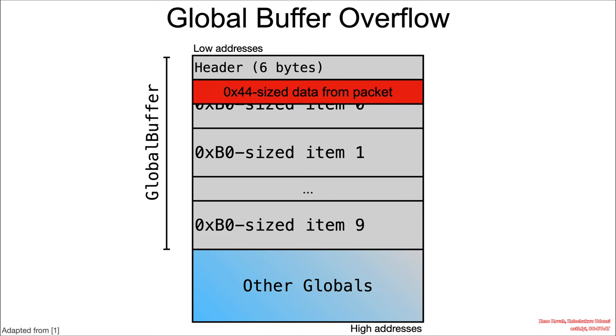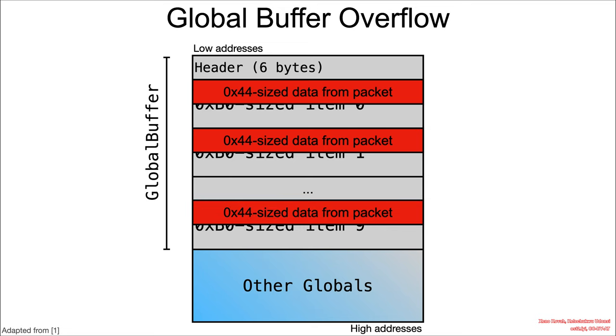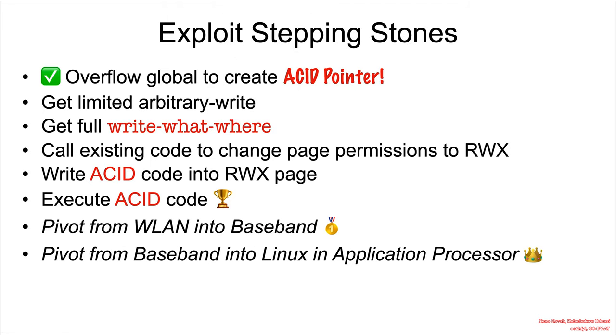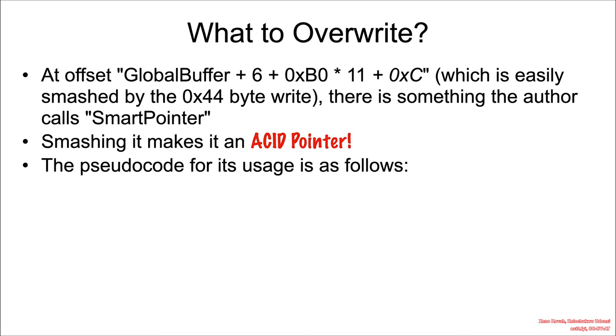So here was our overflow. As we said before, you write 44 bytes at a time, and each of those goes into one of those B0-size slots, and ultimately when the item count is greater than or equal to 10, it overwrites some globals right here. And of course, if they couldn't find something useful in the first 44 bytes of globals, they could have just increased the item count further and kept smashing further into the globals. But what they did find was something useful.